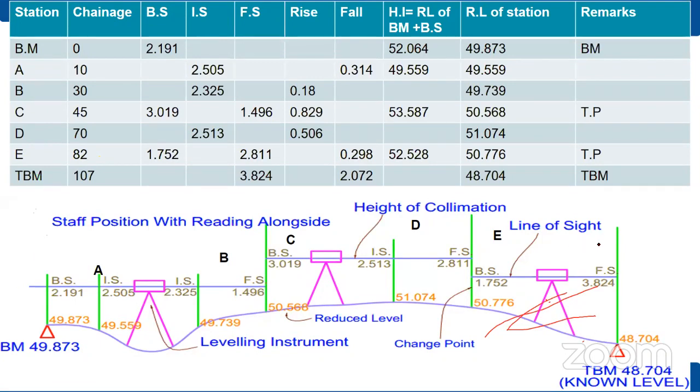At these points, first I have to fix my leveling staff on the benchmark, because I am going to relate all my elevation values with reference to this benchmark. So the first instrument position is over here. From this position, I have observed this benchmark. The staff reading is 2.191. Then, as a little bit of topographical difference is there, I have taken one intermediate sight in between. Then I have rotated my telescope in this direction, and I am going to shift my staff position up to here.